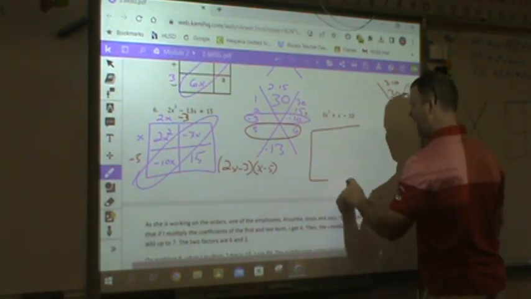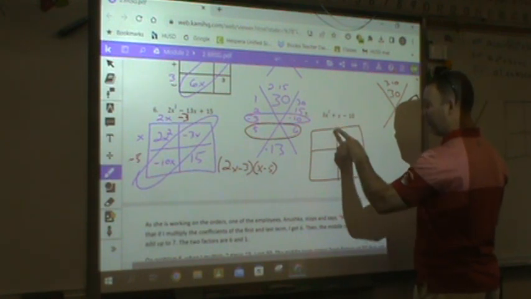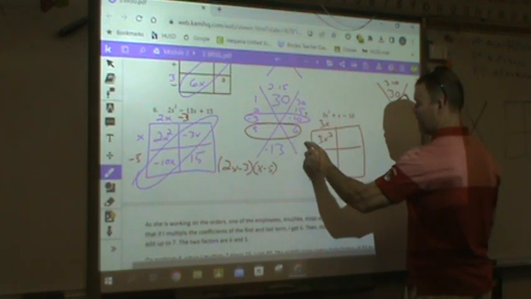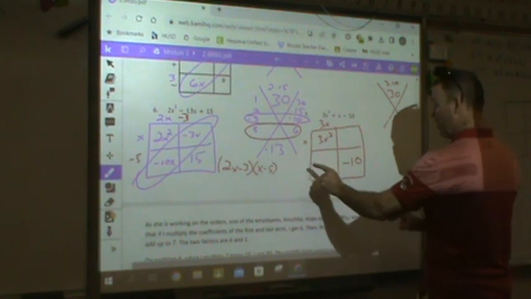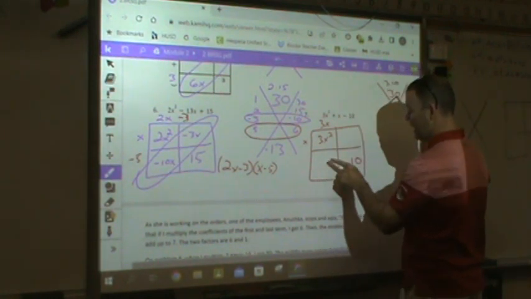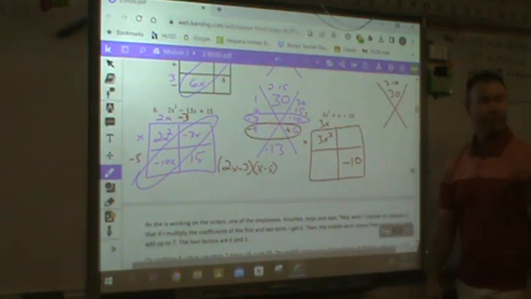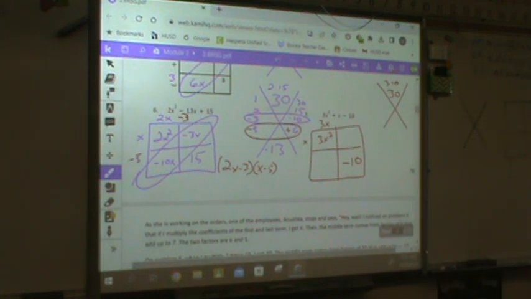So now if I use my box, I got to have 3x squared. So how do I get 3x squared? 3x times x. I've got to have negative 10. Negative 10 tells me one of these factors has to be positive and one has to be negative. It's a positive x, and I have to add them. So plus 6 minus 5. All right? So this is what I'm going to end up doing.